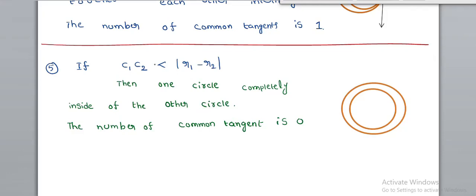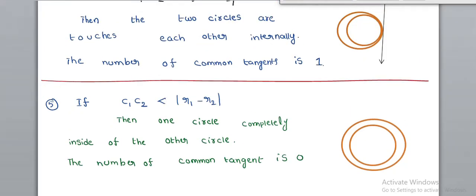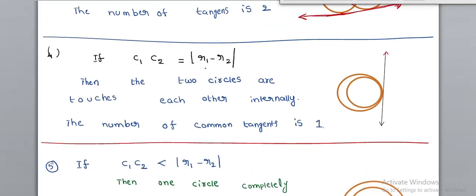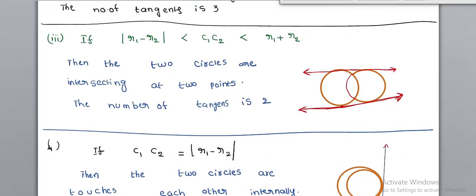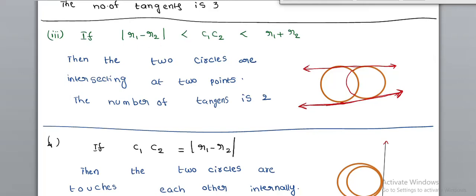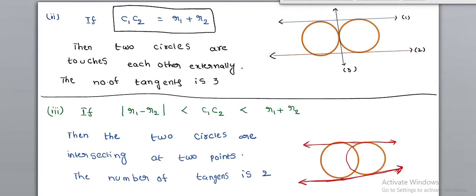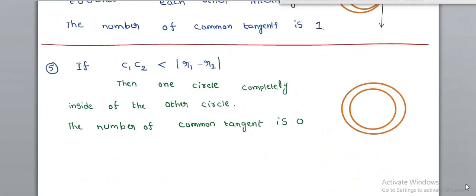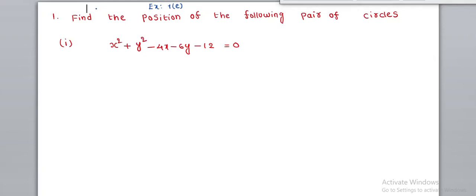C1C2 less than modulus of R1 minus R2, common tangents is 0. Next, C1C2 is equal to modulus of R1 minus R2, the common tangent is only 1. Modulus of R1 minus R2 less than C1C2 less than R1 plus R2, common tangents is 2. C1C2 is equal to R1 plus R2, common tangents is 3. Very important, write down. So go to the first problem. Next exercise, first problem.